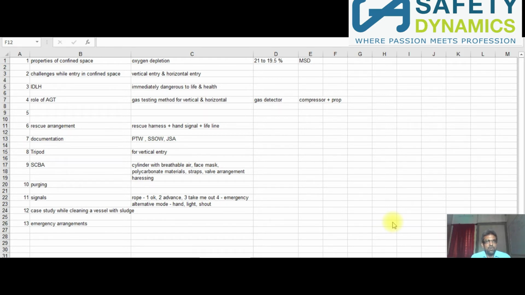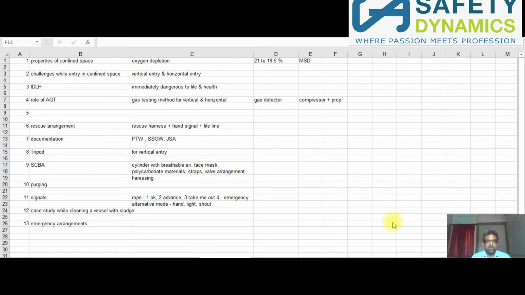And one more important thing is the AGT, the authorized gas tester, because AGT is one of the predominant requirements for entry into a confined space. Before gaining entry into the confined space, it has to be checked by the authorized gas tester. He is the only person who is authorized and empowered to allow a person in, based on the gas detection mechanism. He will be holding the gas detector and will check the atmospheric condition. The gas detector will tell you the percentage of oxygen, the percentage of carbon monoxide, and the percentage of H2S, hydrogen sulfide. Apart from that, it will also tell you the level of flammable vapors, like LEL and UEL.